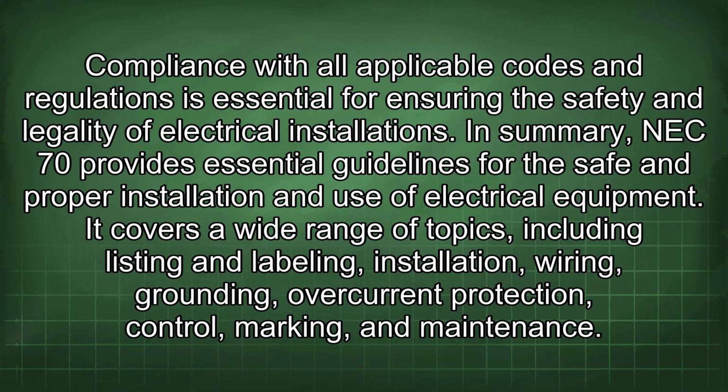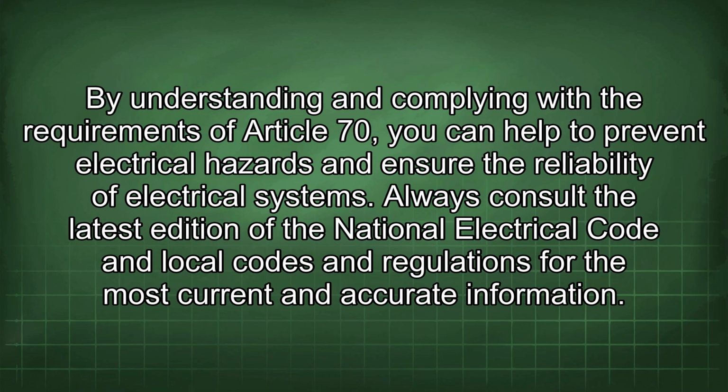In summary, NEC 70 provides essential guidelines for the safe and proper installation and use of electrical equipment. It covers a wide range of topics including listing and labeling, installation, wiring, grounding, overcurrent protection, control, marking, and maintenance. By understanding and complying with the requirements of Article 70, you can help to prevent electrical hazards and ensure the reliability of electrical systems. Always consult the latest edition of the National Electrical Code and local codes and regulations for the most current and accurate information.